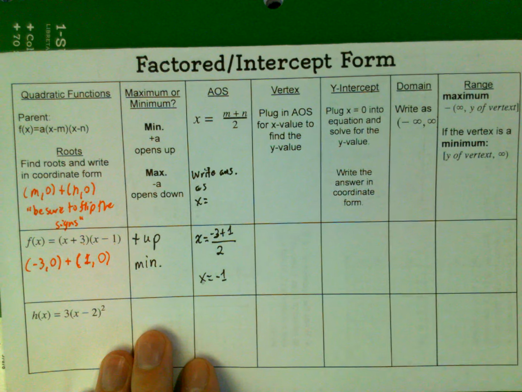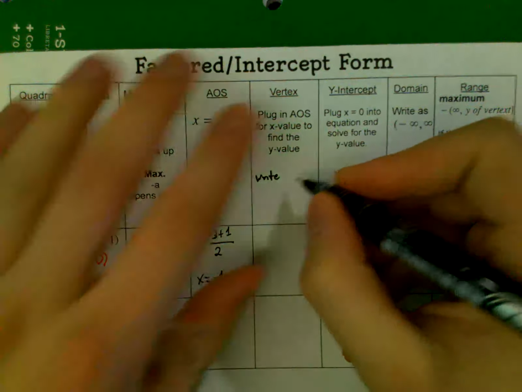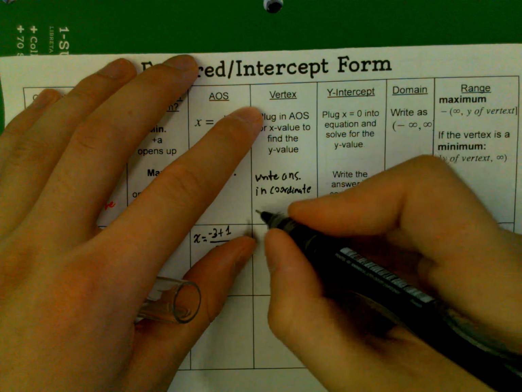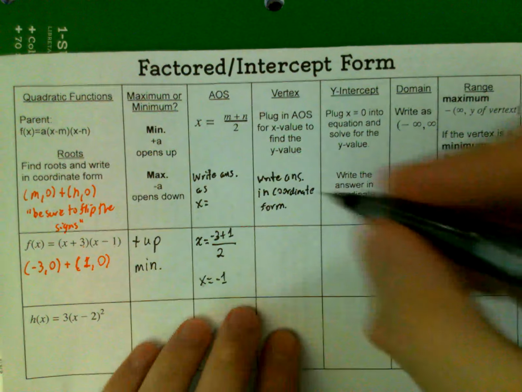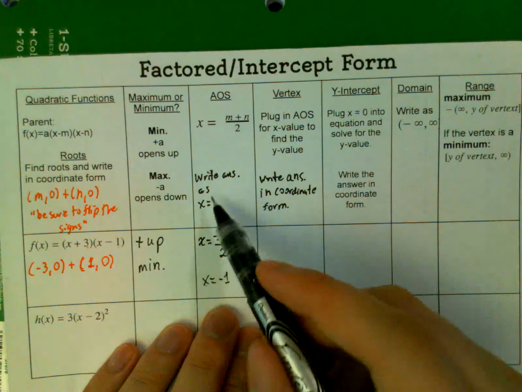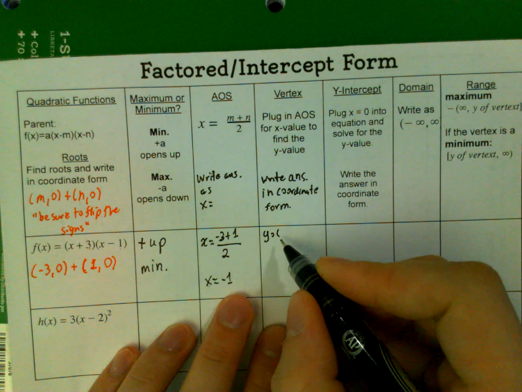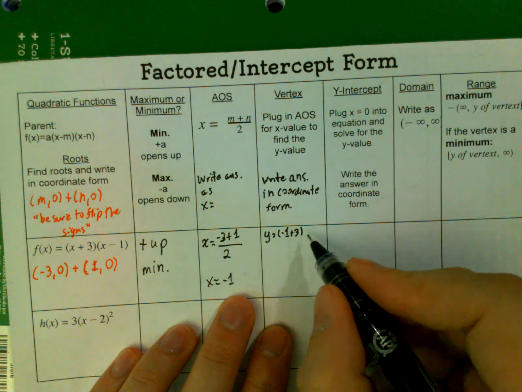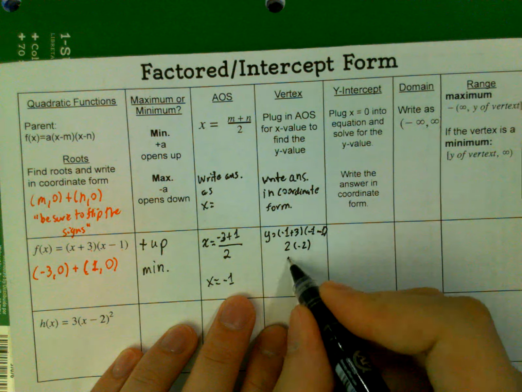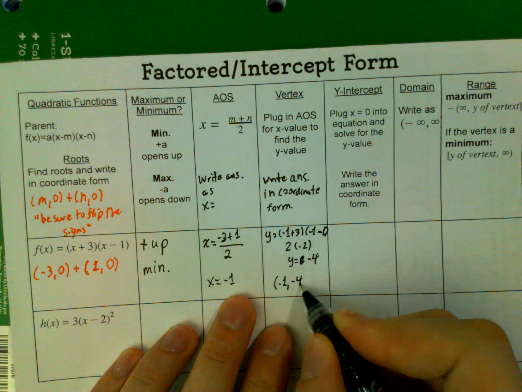So, vertex. You write your answer in coordinate form. I forgot to write that in last night. So what we do here is we plug in the axis of symmetry for the x value to find the y value. So we're plugging what we found here to get the vertex. If you do the axis of symmetry wrong, the vertex is going to be wrong, obviously. So we plug that in. We're going to have y equals -1 plus 3 times -1 minus 1. We solve that out, we should get 2 times -2. So we get y equals -4. So that means our final answer will be -1, -4, and that's the vertex.